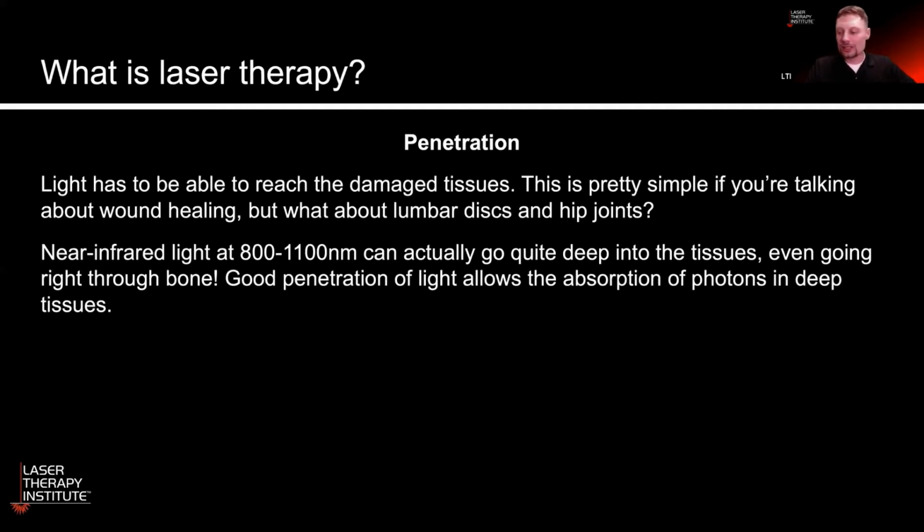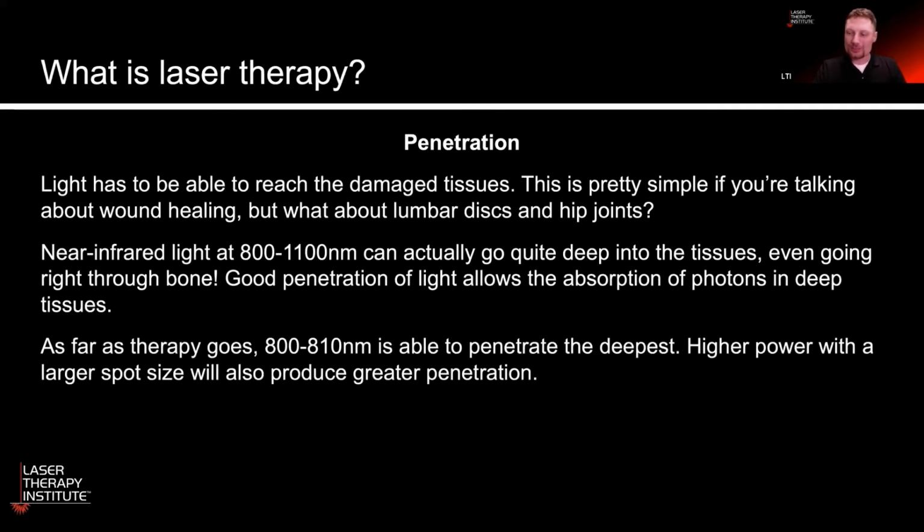Again, green impacts right off the surface of the skin. Red doesn't make it very, very deep into the tissues at all, but this 800 to 1100 nanometer spectrum does actually enable you to get pretty deep into the tissues. It's not all reflected off the surface. Understand that you can get light deep into the tissues with really no problem at all.